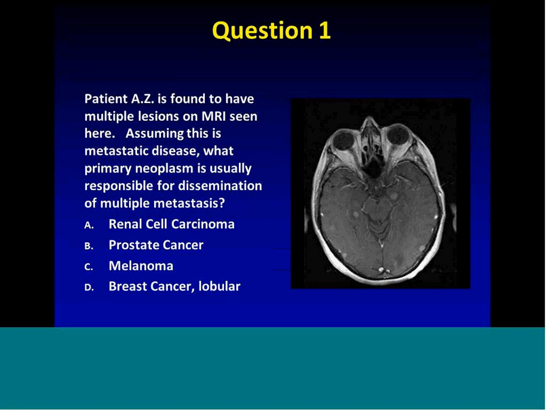So this is question number 1. This section is one of my patients. Patient A is going to have multiple lesions on MRI in here. Assuming this is metastatic disease, what primary neoplasm is usually responsible for dissemination of multiple lesions? Is it lung carcinoma, prostate, melanoma, or blood cancer? Which usually causes multiple lesions?